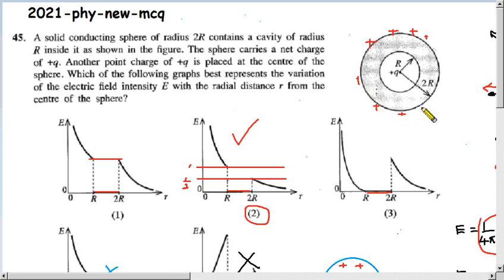Some charges are very far away like this, so distributed. So therefore here the electric field intensity is not as high as we imagine. It is equal to the electric field intensity as if it were placed here at the center. It is the same as that. So therefore this one is wrong. So the correct one is this one.